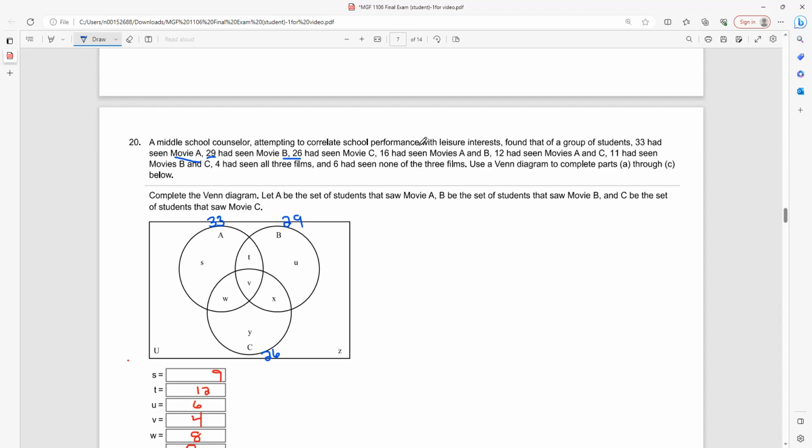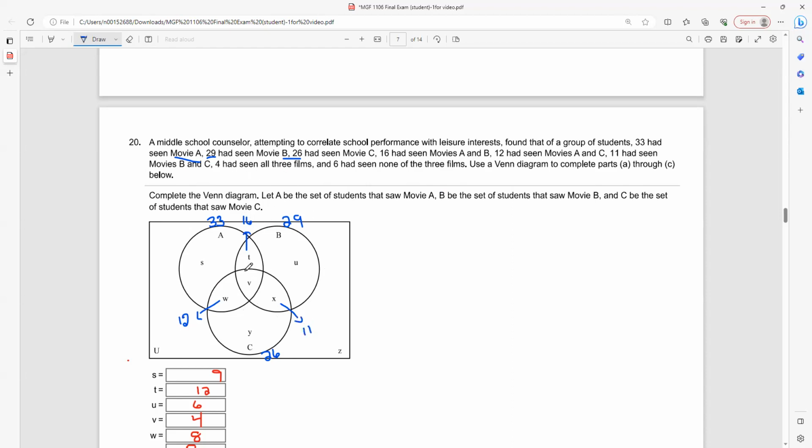16 saw movie A and B. So here, letter T, those values in T, those should add up to 16. 12 saw A and C. So here where we have the shared section between A and C, that should add up to 12. 11 saw B and C, so these two should add up to 11.